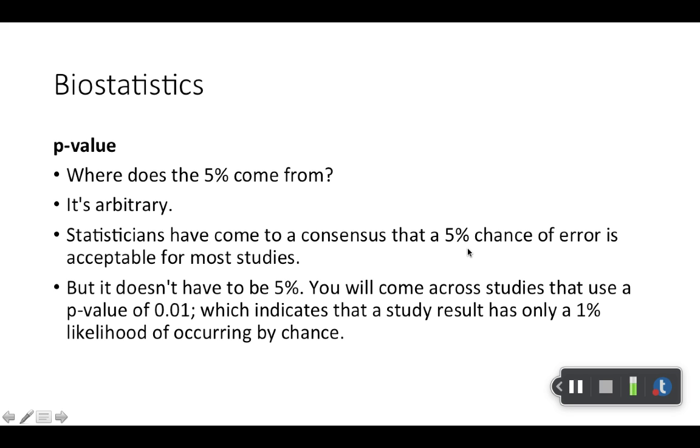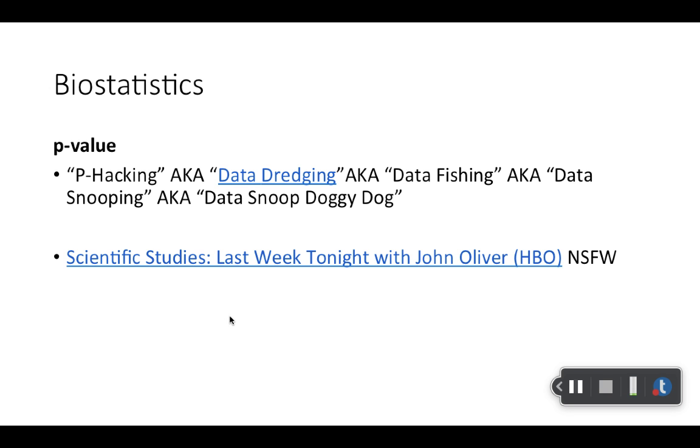So where does 5% come from? It's arbitrary. There's a consensus that a 5% chance of error is acceptable for most studies, but you will come across some that have a lower p-value. So you'll see a p-value of 0.01, which means that the study has only a 1% likelihood of occurring by chance. That would be better, so to speak. But again, 5% is the cutoff. So 0.05 is what you want to look at, that or below, and then it is statistically significant.